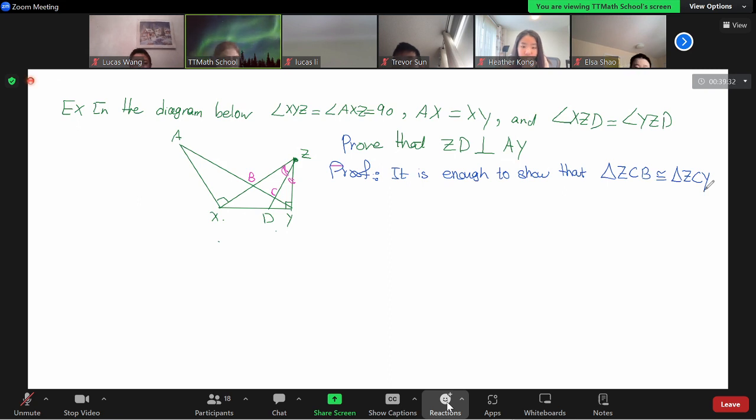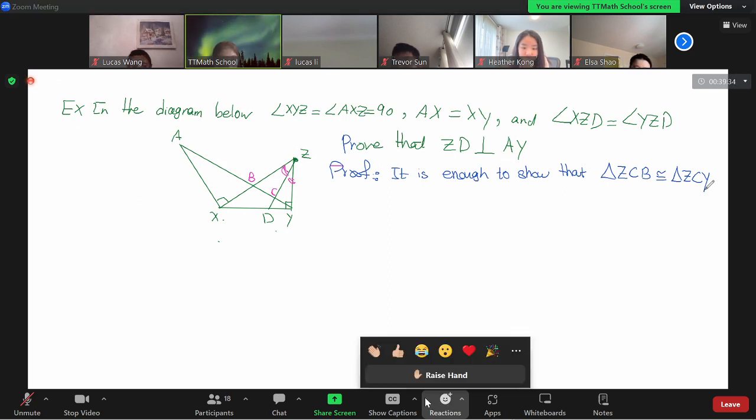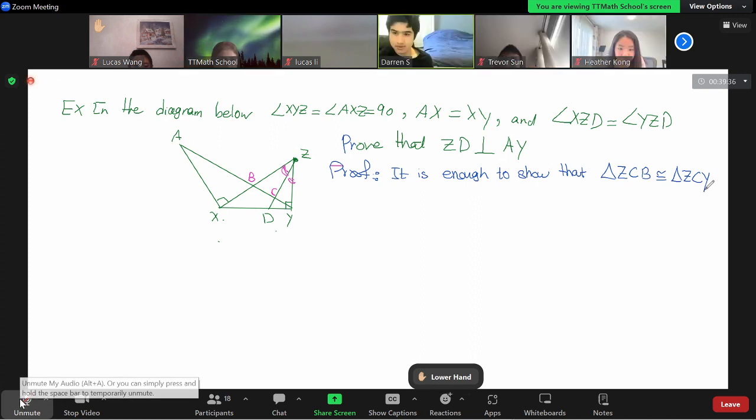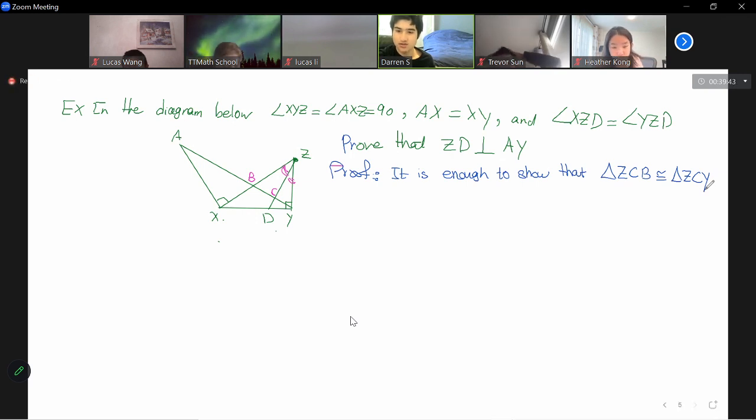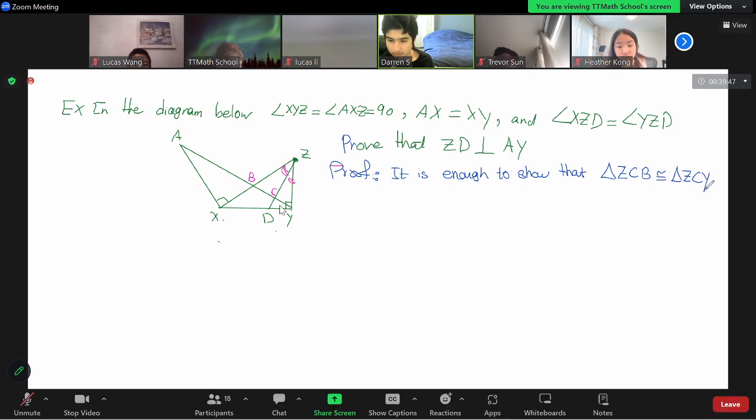Darren? Because basically we're trying to prove that BZY is an isosceles triangle. So if we know that it's an isosceles triangle, we know for sure that it has to be a right angle. BZY is isosceles. Why? Again, I don't understand. If it is isosceles, I don't say it's isosceles.